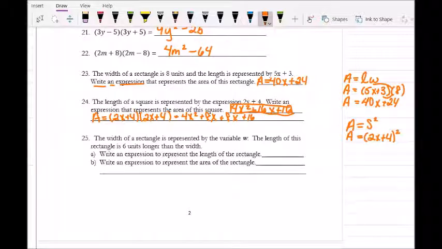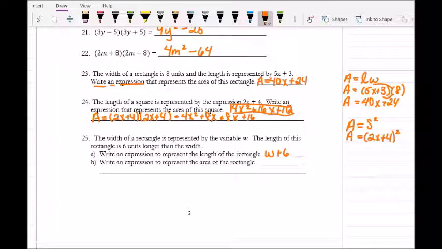And again, it just said to write an expression, so we're not trying to solve anything right now. Number 25, the width of a rectangle is represented by the variable w. The length of this rectangle is 6 units longer than the width. Write an expression to represent the length of the rectangle. Okay, so if the length is 6 units longer than the width, it means it's whatever the width is plus 6 units. So that's the length.